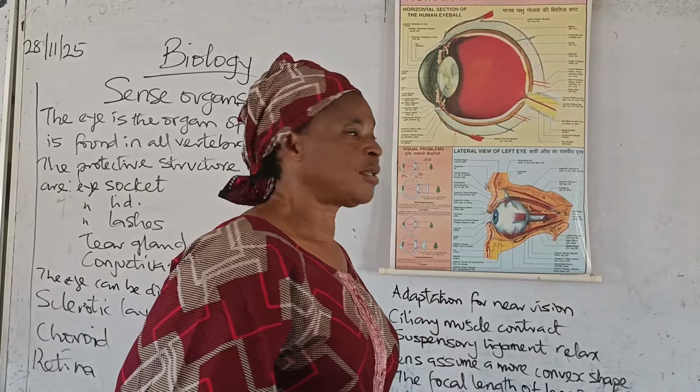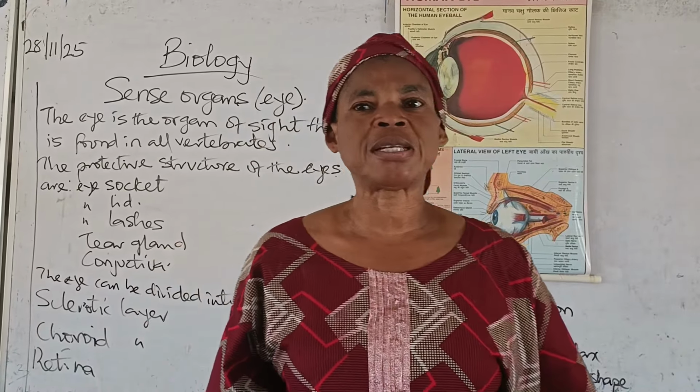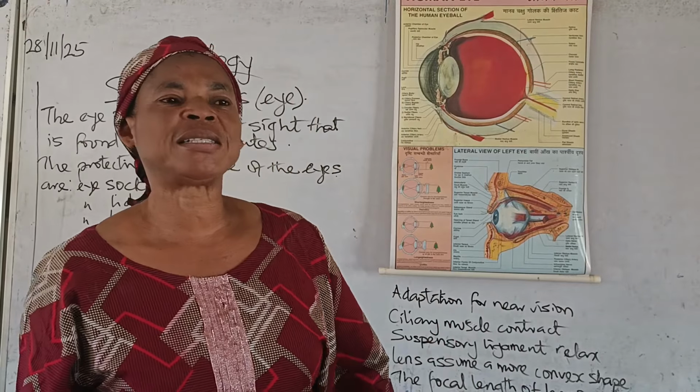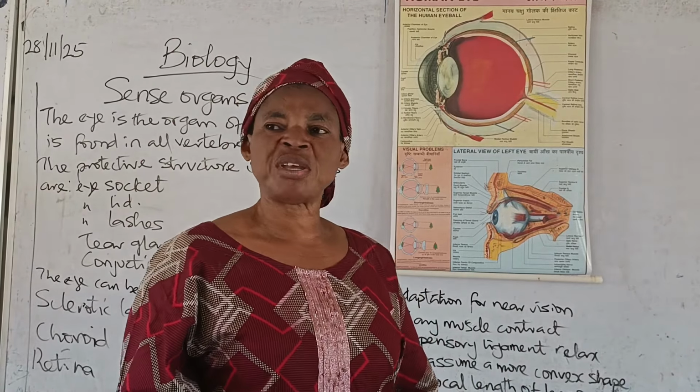The eye can be divided into 3 main parts. We have the sclerotic layer, the choroid layer, and also the retina. And then the retina is actually where the image is formed.